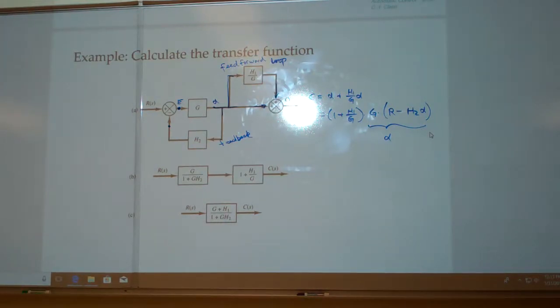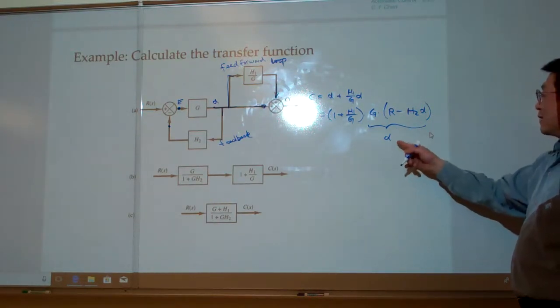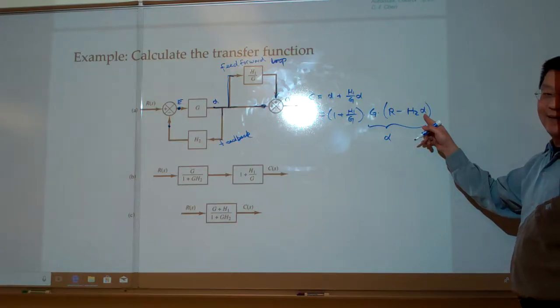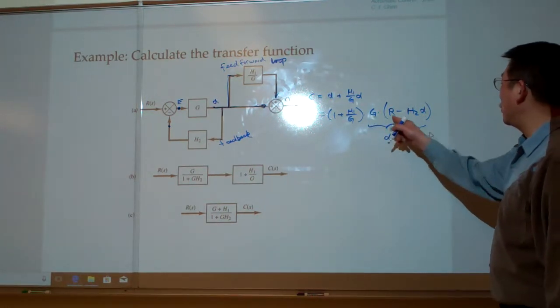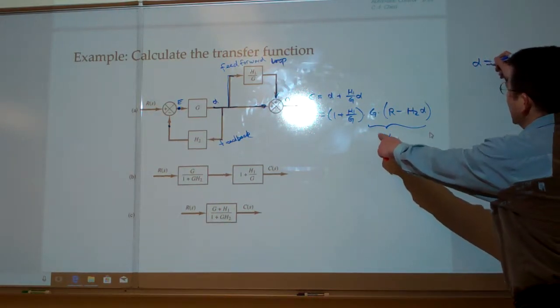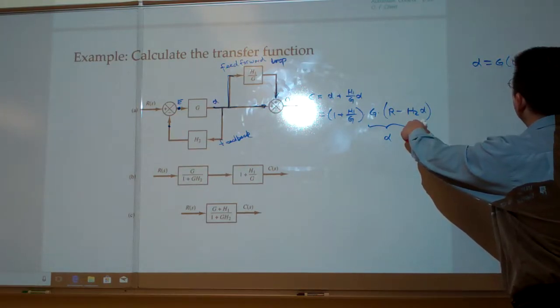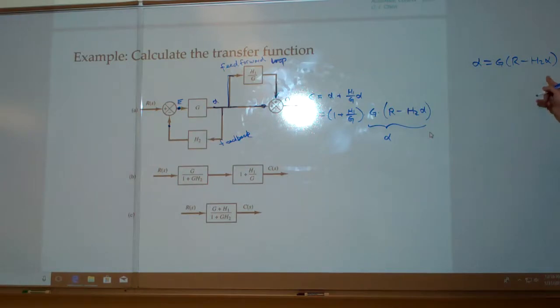Okay, so somehow here, you can see I want to get rid of the alpha, but somehow alpha appears again, right? So we have to work on the alpha first. Let me work on the other side. The whole term alpha is equal to this one, GR minus H2 alpha. Maybe in this way we can find the relation between alpha and G.